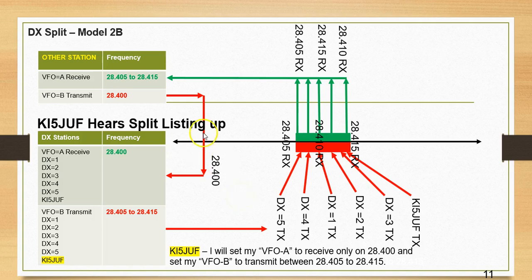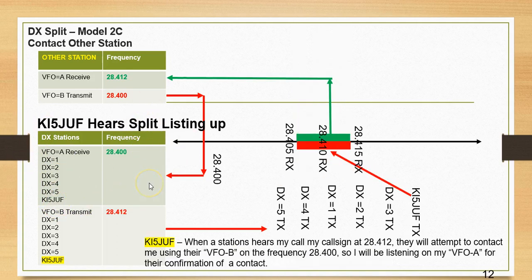So if he hears me, he will transmit back KI5JUF, I have a copy on you, come back. And there I am with my VFO-A in the receive mode. Now this is where we actually make the contact. So here I'm transmitting at 412. He's hearing me at 412. However, he's transmitting back to me at 400. And now I'm listening at 400. So that's where the split is essentially.